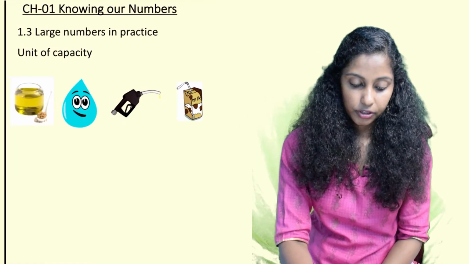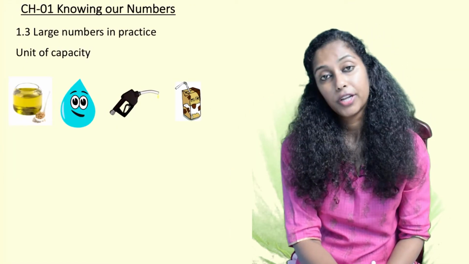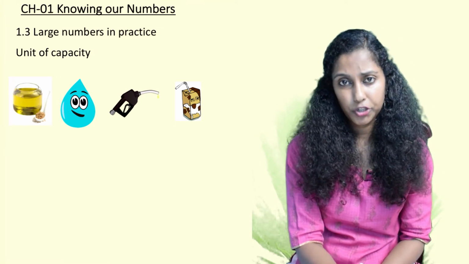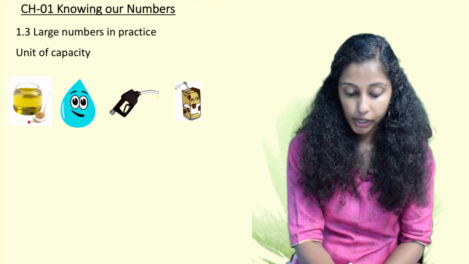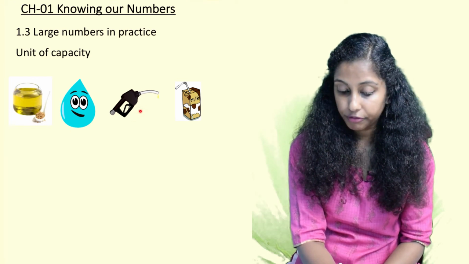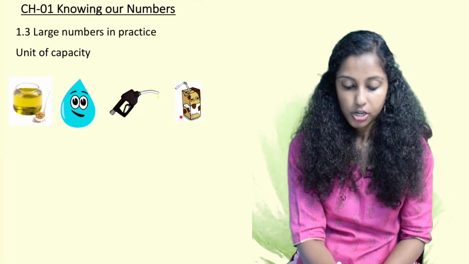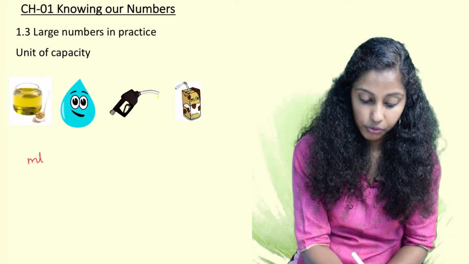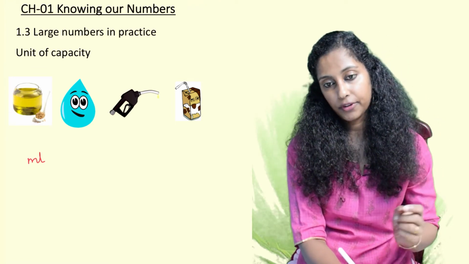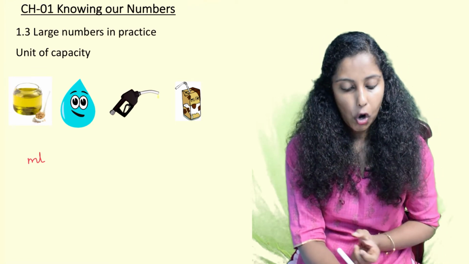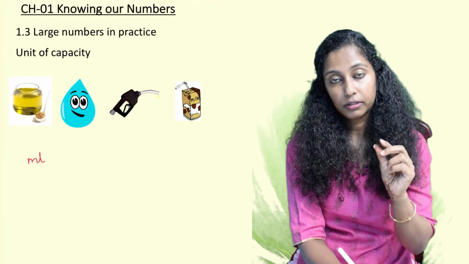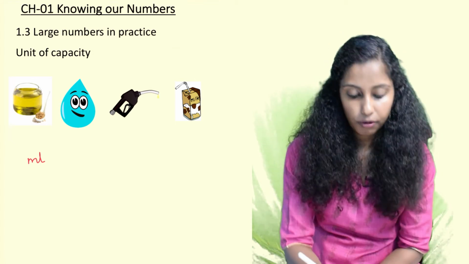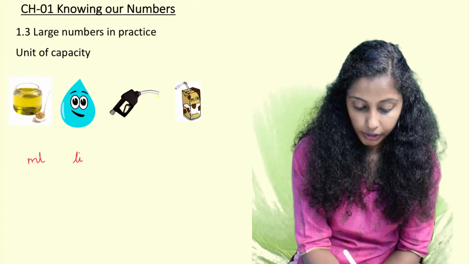Now we proceed further with the units of capacity. Units of capacity are used to measure liquid. For example, oil is measured, water is measured, fuel is measured, milk is measured. For measuring liquids we use either milliliter or liter. Milliliter is used for measuring smaller quantities, like measuring hair oil or quantities of certain medicine. And for measuring huge quantities of liquid we use liter.